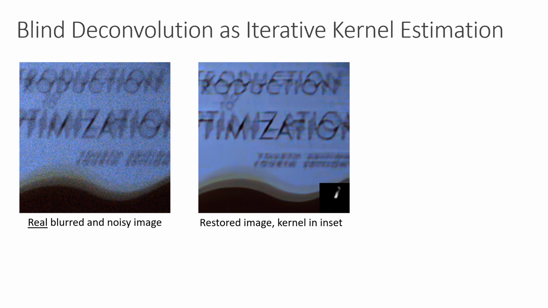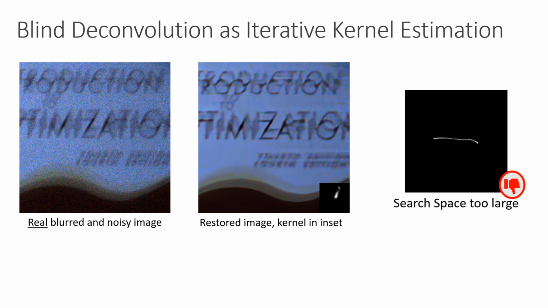As you can see, this approach doesn't really work very well. We have the restored image in the middle, and there is a lot of residual blur still left in the image. The reason for this residual blur is that the search space in which we find the kernel is just too big. We're searching for the kernel in pixel basis in which most of the entries are non-zero.